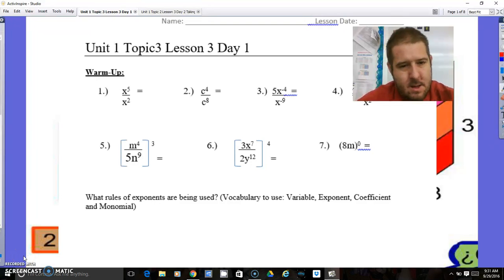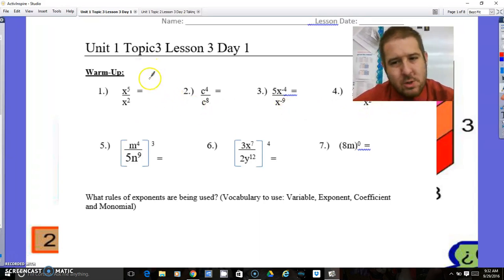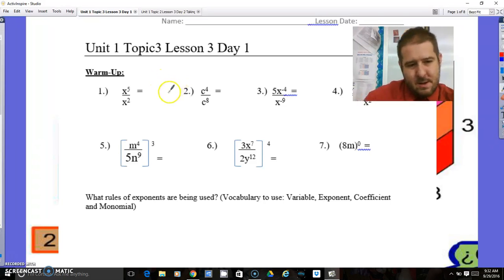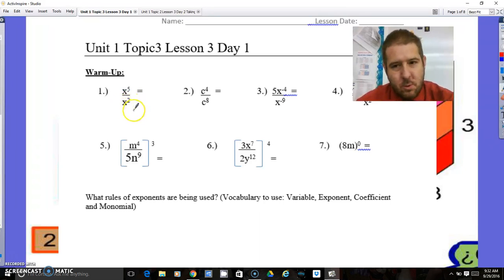All right, lesson 3, topic 3, day 1, first day of this lesson. This warm-up looks a little different because this time we are using the quotient rule. I told you every day is going to be a different law of exponents. So here we go, x to the fifth divided by x to the second. According to the quotient rule, you subtract exponents whenever you have bases that are the same. That's it. So this is going to become x to the third power.